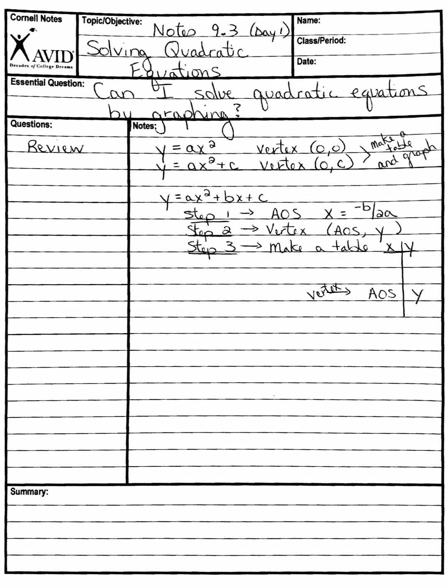When we have a quadratic equation, we know that our general form is y equals ax squared plus bx plus c. If we only have the ax squared, we know our vertex, make a table and graph. If we only have the ax squared and the c, same thing. We know our vertex, it's going to be (0, whatever the c is), make a table and graph.